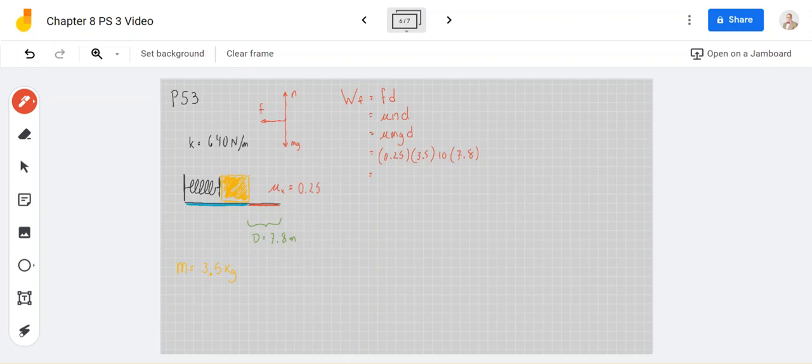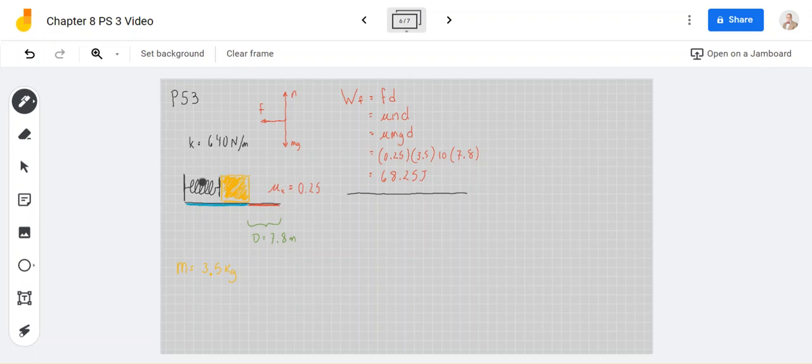Calculate that real quick. And I got 68.25 joules. So that is the increase in thermal energy of the block-floor system. What is the maximum kinetic energy of the block? I think we're going to have to reason this one out also. What is the maximum kinetic energy?